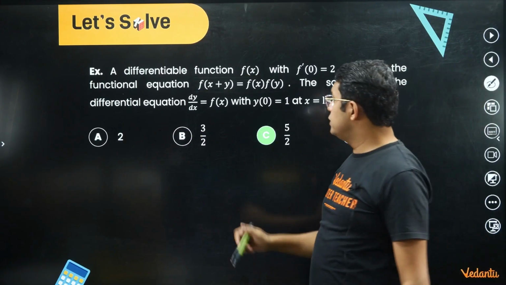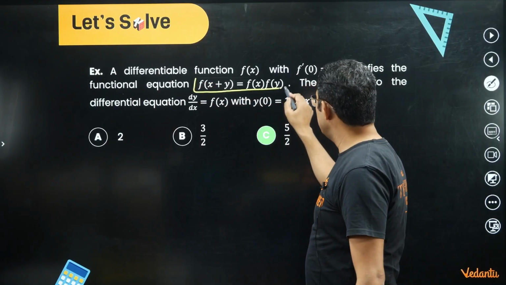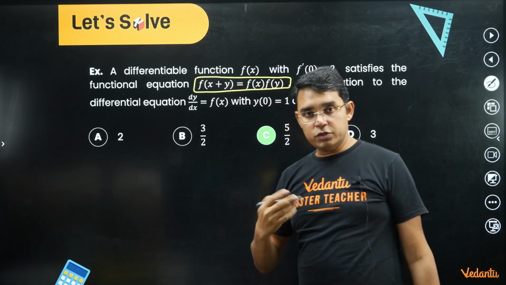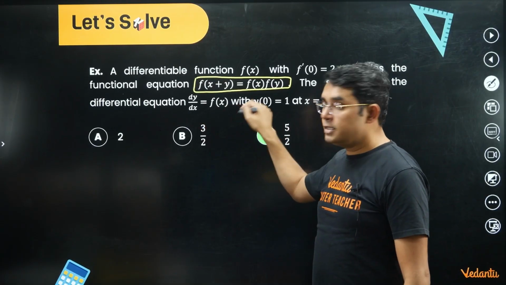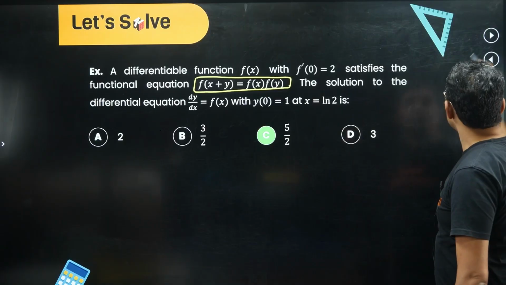Okay. So there are two parts of this question. One, solving the functional equation. If you do it properly, this is also one of the questions of differential equation only, and then solving this given differential equation.